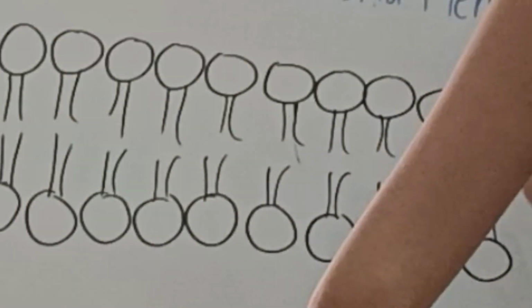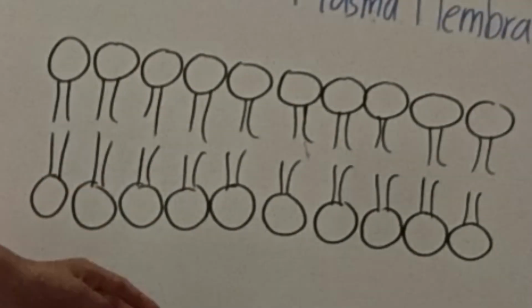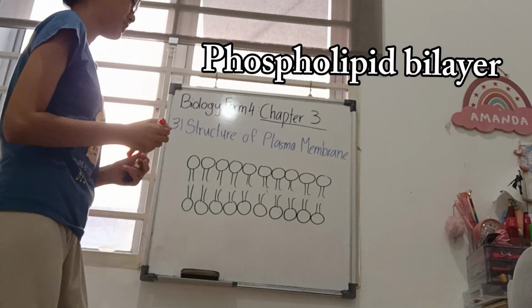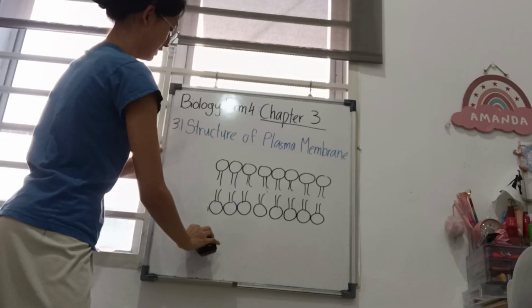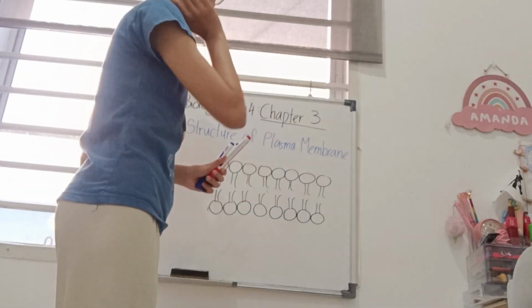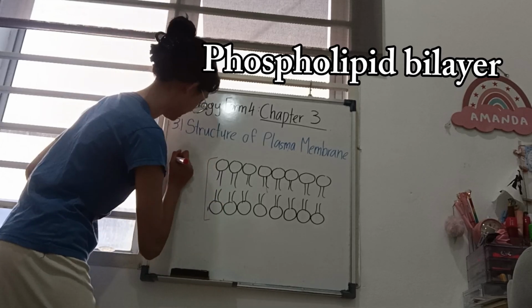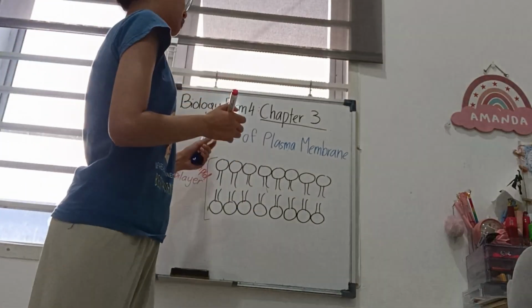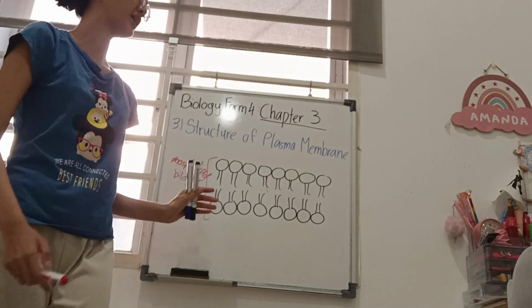So I drew a little diagram here. This is what you call a phospholipid bilayer. Okay, this is the structure of the plasma membrane. The drawing I did here is the phospholipid bilayer.